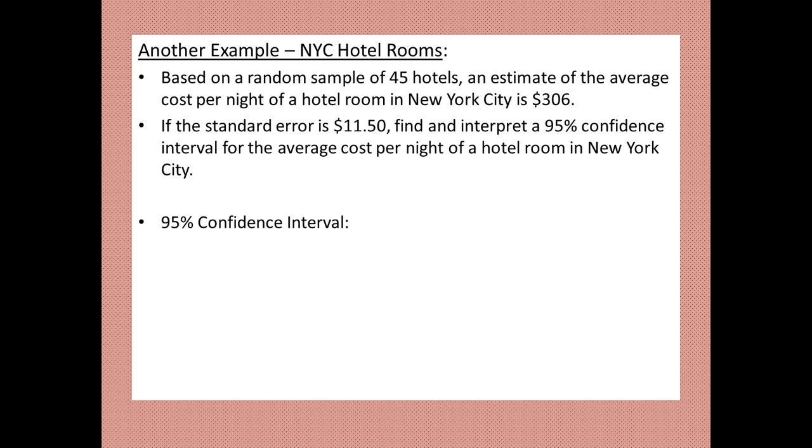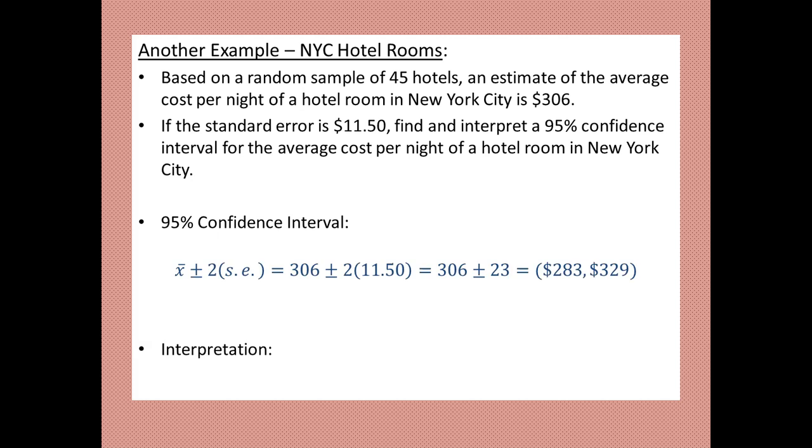X bar plus or minus 2 times the standard error should do it. There's that. So 306 is X bar, 1150 is the standard error, so 306 plus or minus 23 will give us the endpoints of 283 and 329. Then the interpretation, so we need the confidence level, which is 95%.